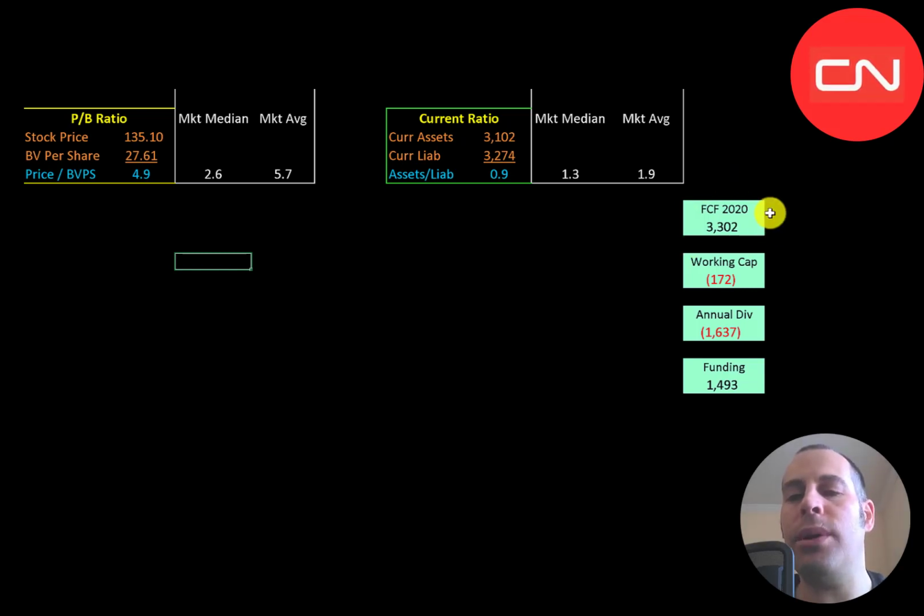They did have over $3 billion of free cash flow in 2020. They're a little shy in working capital, negative $172 million, and they have a $1.6 billion dividend payment. If they have a similar free cash flow in 2021, they'll have an extra $1.5 billion on hand.